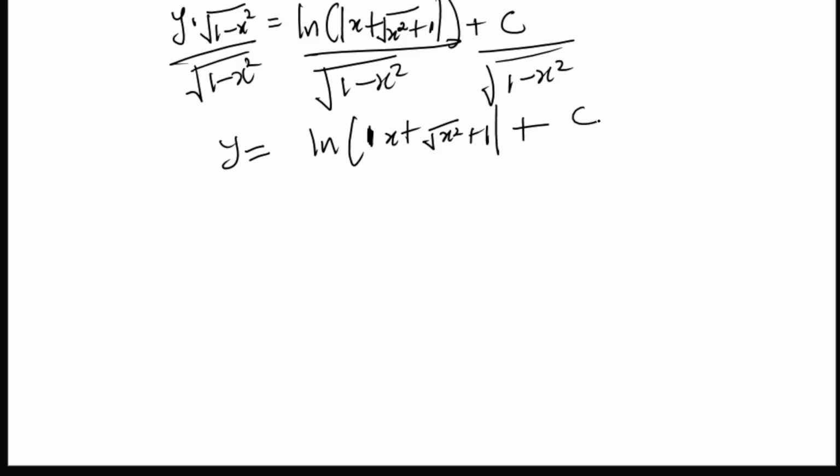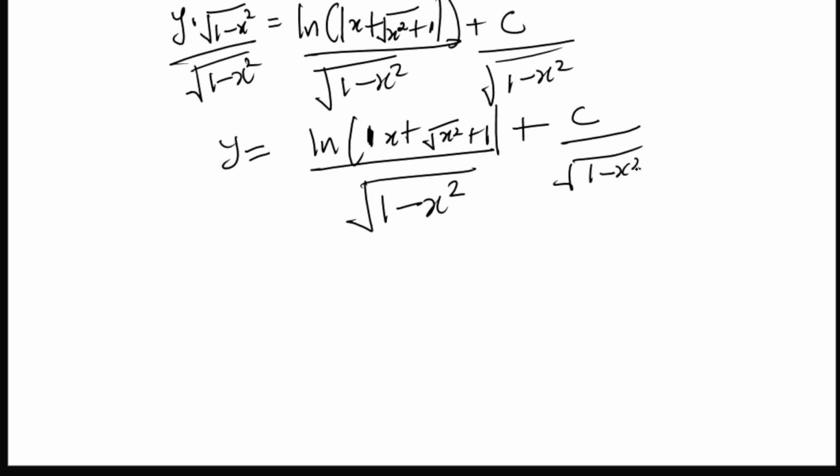plus c. Remember, this is divided by the square root of 1 minus x squared, and this is divided by the square root of 1 minus x squared. You can also do well to simplify further, but for the sake of this class, we are going to end at this point, because our interest is to know what y is. Are we together?